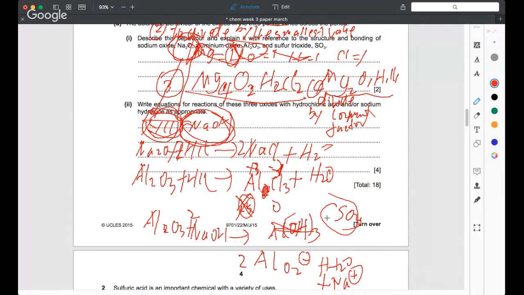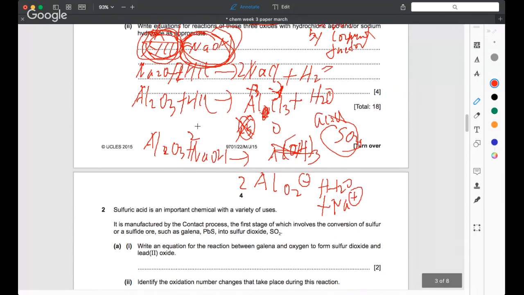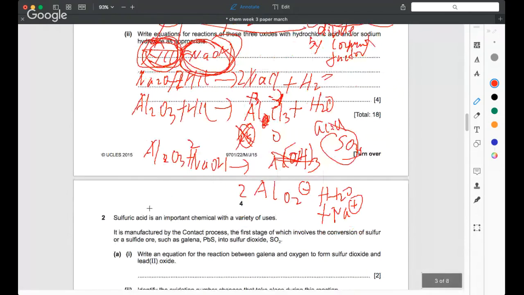It doesn't react because this is acid. Yeah. So hydrochloric acid is acid. So it reacts with sodium hydroxide. So how does it react with sodium hydroxide? Sodium hydroxide. How does it react?